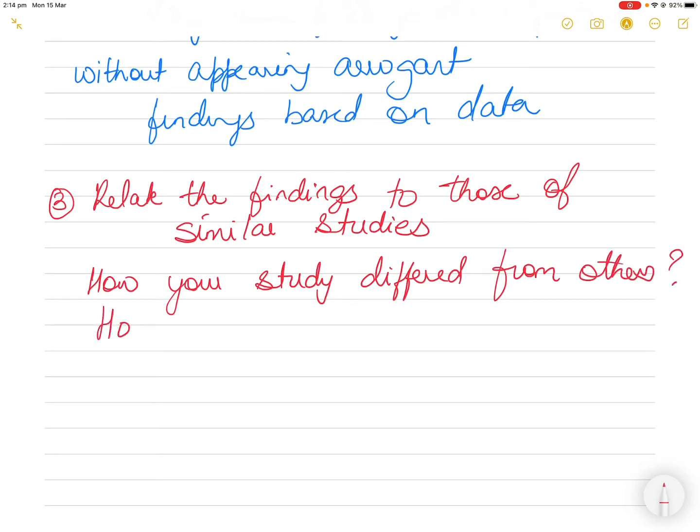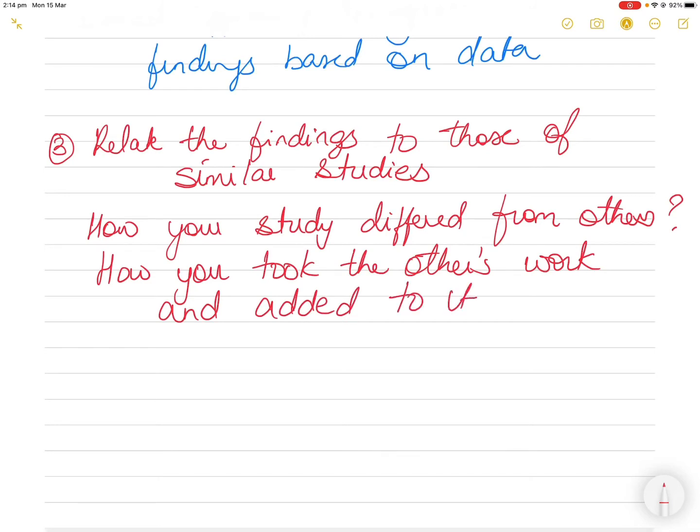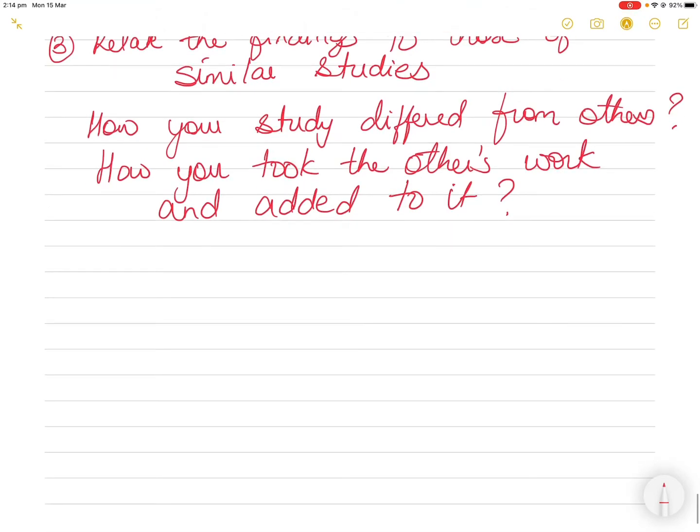Right? How you took the work of others and added to it, right? What was your contribution? What was your noble contribution? So not only compare the findings, but talk about how you improved on it, or how you added to it, something like that, right? What's the fourth thing you will include?